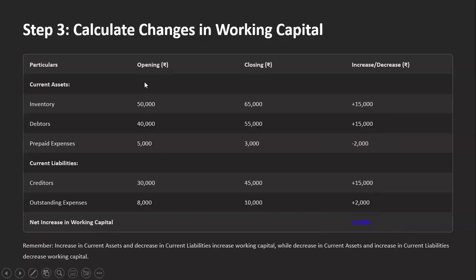So if assets are increasing, it's a favorable situation. But if liability is increasing, it is called an unfavorable situation. And that's why, when calculating changes in working capital, we need to calculate either the first year minus the second year, or we can calculate in the parallel system.